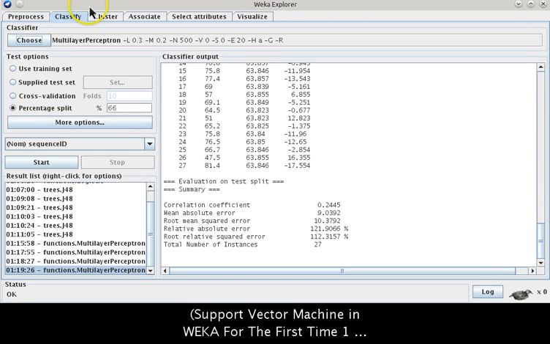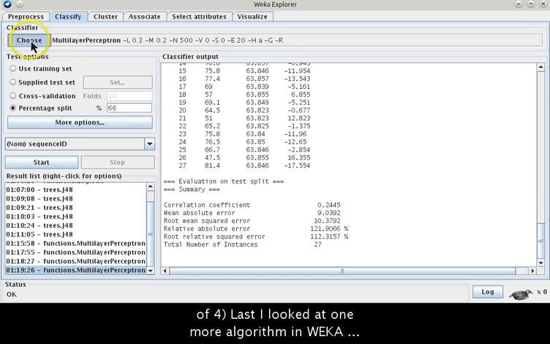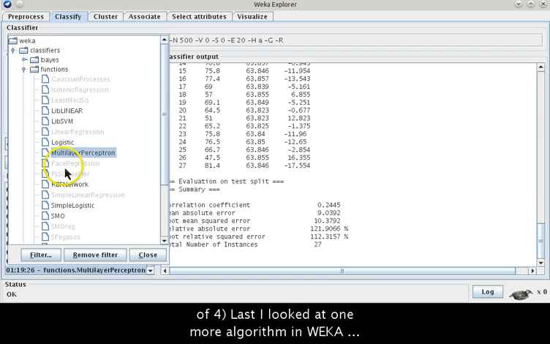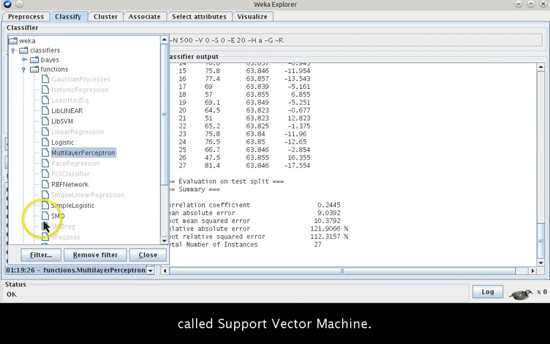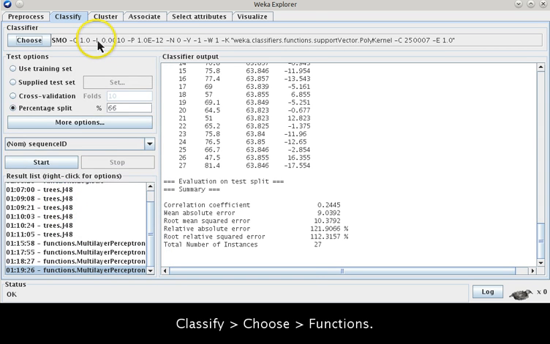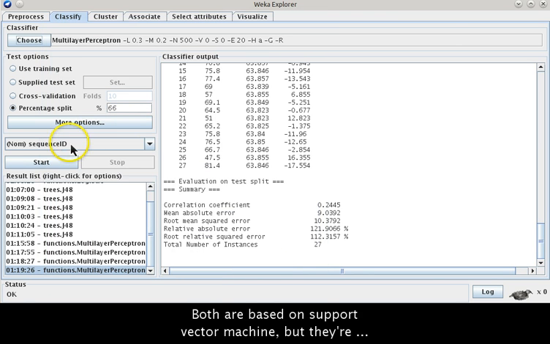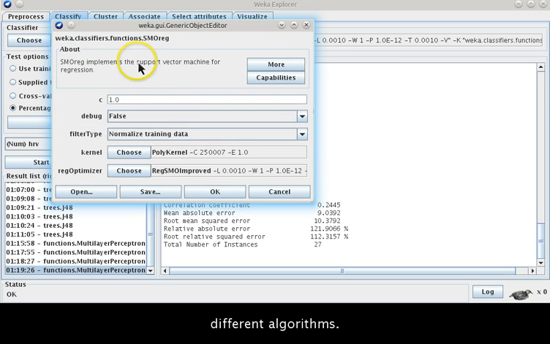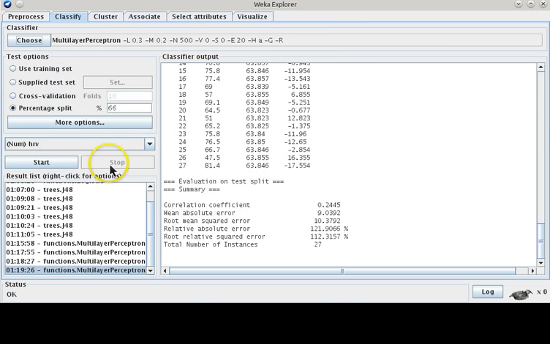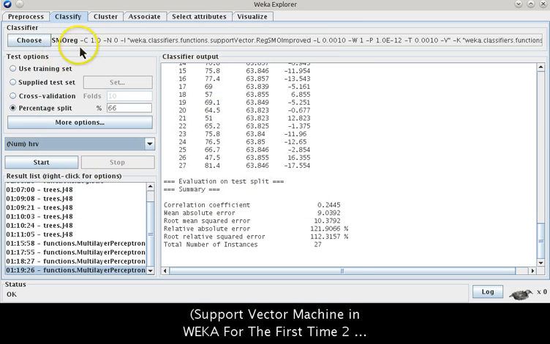Last, I looked at one more type of algorithm in Weka called support vector machine. Classify, choose, functions. See, there's SMO and SMO Reg. Both are based on support vector machine if you look at the properties of them. And you'll see that even though both are based on support vector machine, they're different algorithms. Let's choose SMO Reg to predict a nominal variable.